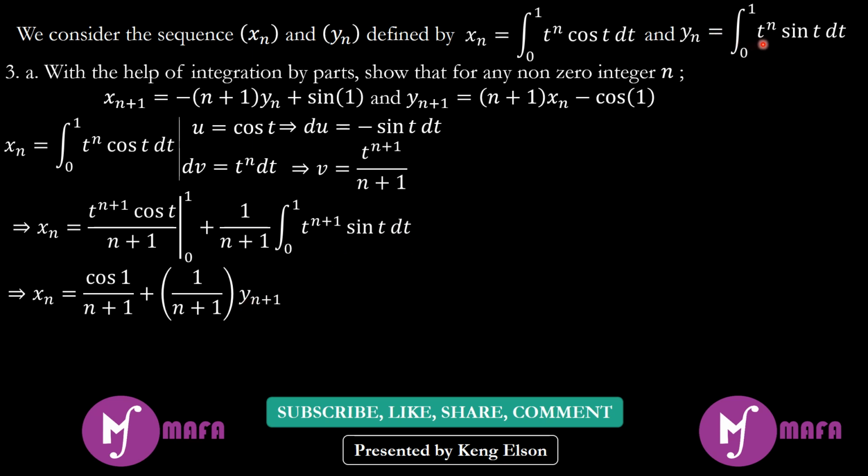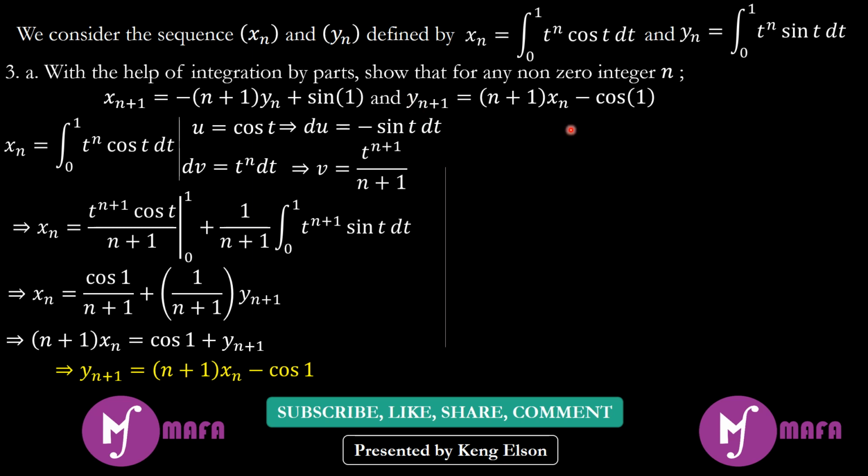because y of n is the integral from 0 to 1 of t to the n sine t. So y of n plus 1 becomes the integral from 0 to 1 of t to the n plus 1 sine t. From here we can multiply all through by n plus 1, and then we look for y of n plus 1. So y of n plus 1 becomes n plus 1 times x of n minus cos 1, which is the second proof.